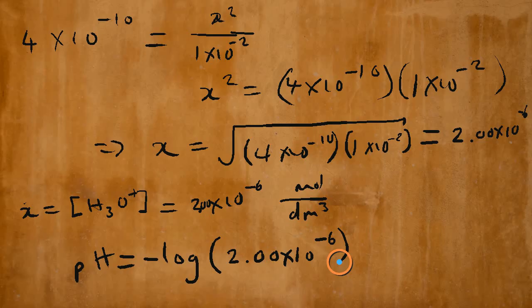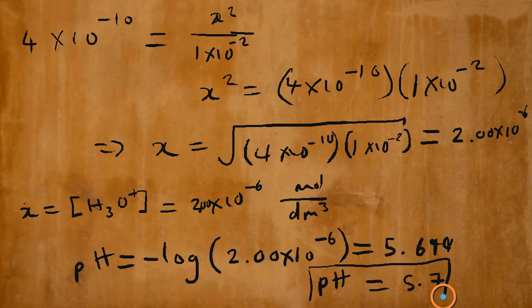And once you punch that into the calculator, we have the negative log of that particular number, and the final result we get is 5.698, or 5.699, which is the same as just saying 5.7. So the pH in this situation is definitely going to be 5.7. So the pH of this scenario is going to be 5.7.